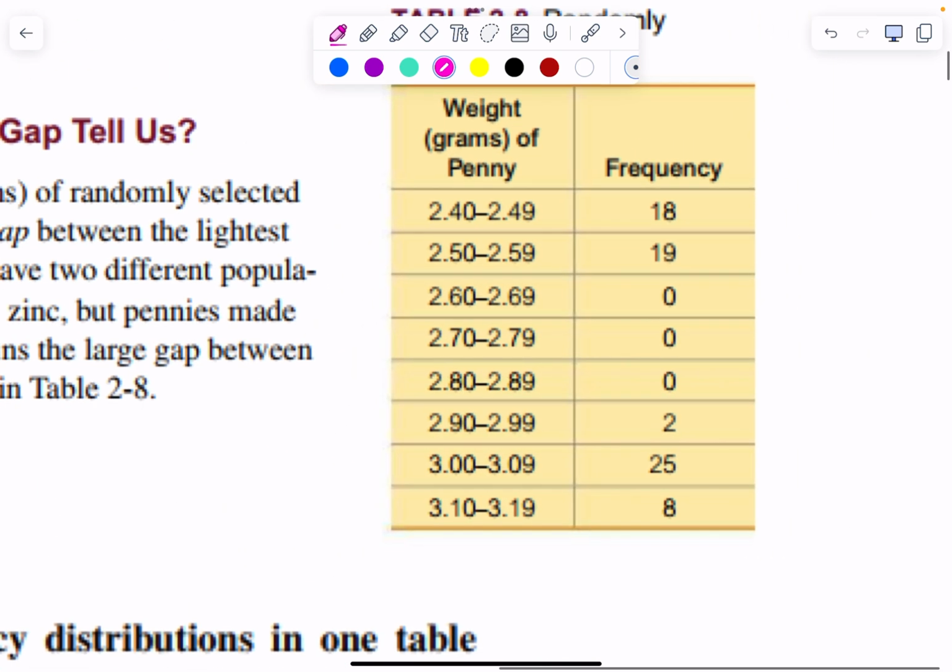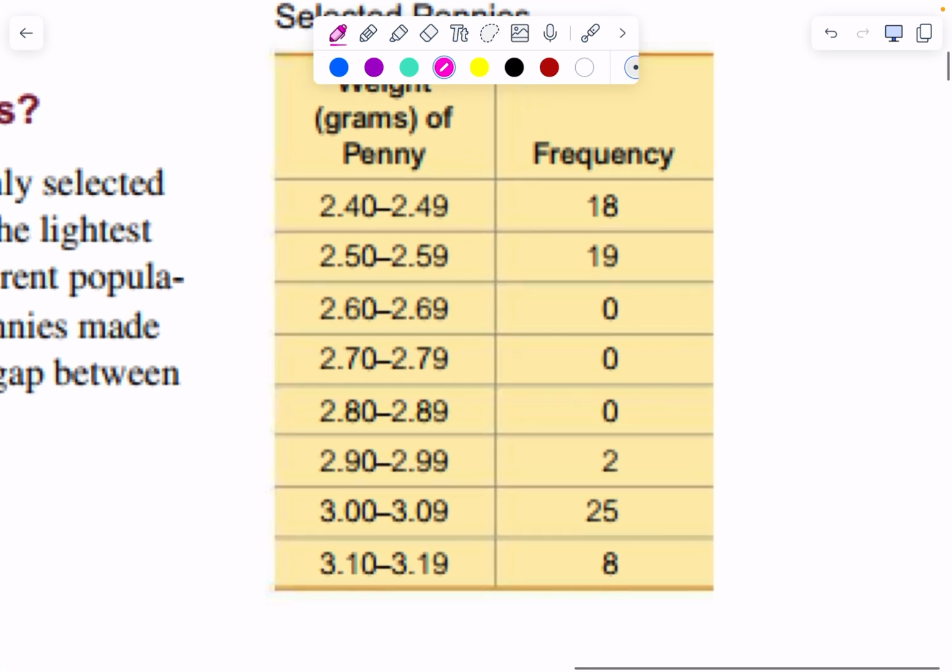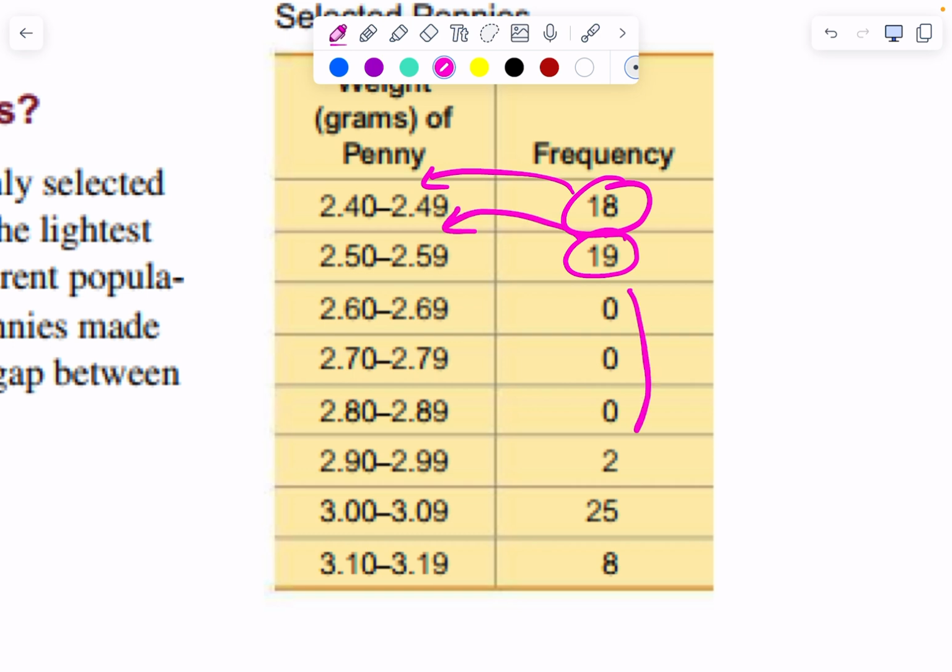We have this thing happening. We're talking about weights of pennies, like they're weighing a penny in grams. And this is an interesting phenomenon. You are weighing a penny. 18 of the pennies had a weight of this. 19 of the pennies had a weight of this. And then I had no pennies weigh that amount. And then I had some really heavy pennies. I had 2 pennies weighed here, 25 pennies weighed there. Make the pennies out of a different material.